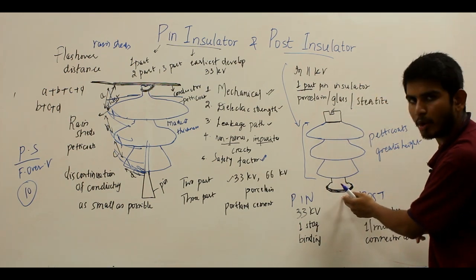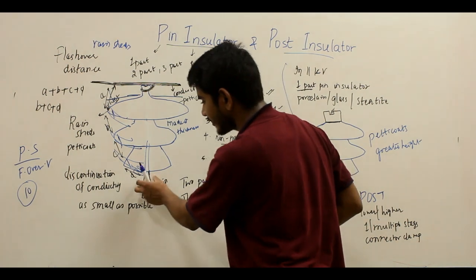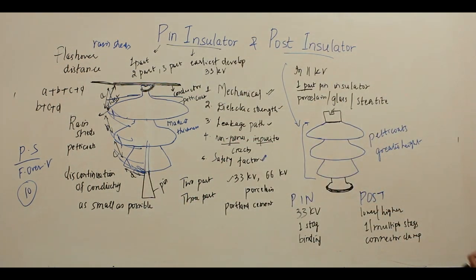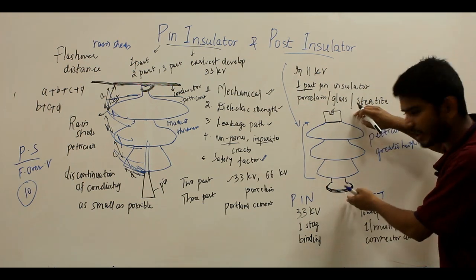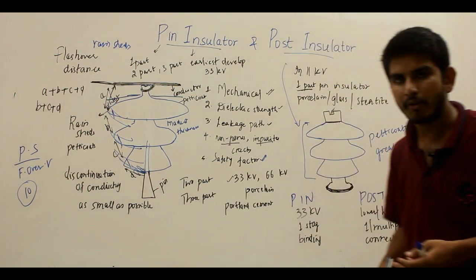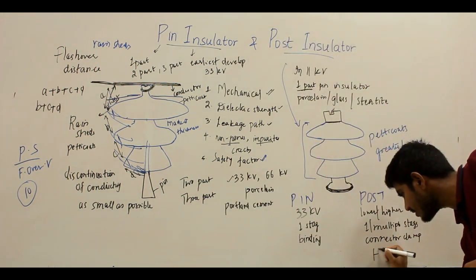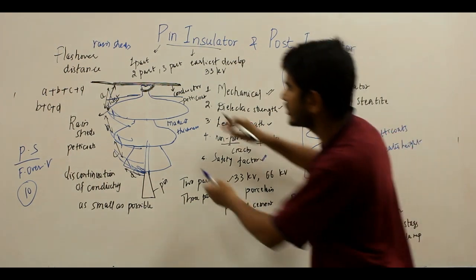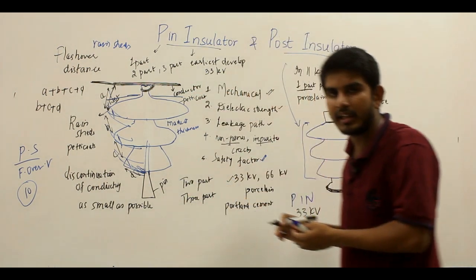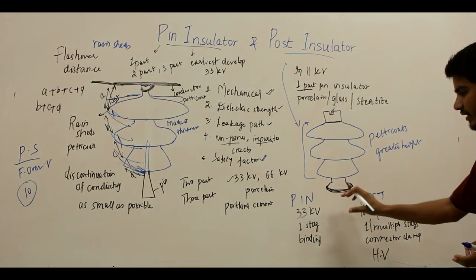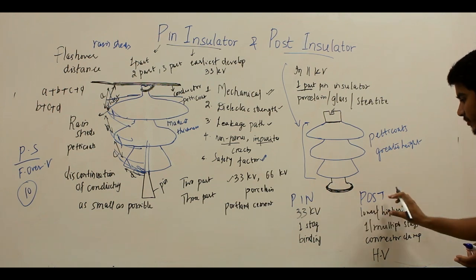The other difference you can see is that in the post insulator the metallic fixing arrangement is provided at the top as well as the bottom, whereas in the pin insulator the metallic arrangement is at the bottom end only. Moreover, in the post insulator, two or more insulators can be fixed together for higher voltage applications, but pin insulators cannot be fixed together. So these are basically the differences between the pin insulator and the post insulator.